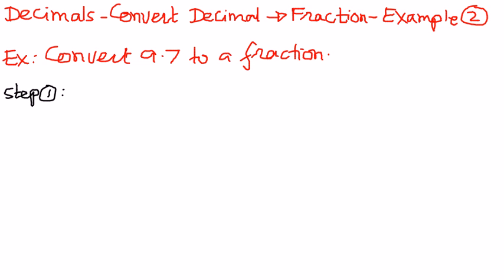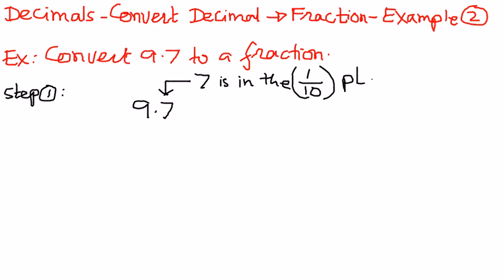Step number 1. We want to write 9.7 as a fraction. So we write the 9.7 and then we want to recognize where 7 is. The number 7 is in the tenths place, or we can think about that as 1 over 10 place. And therefore in step 2 we're going to then write 0.7 as a fraction with a denominator equal to 10.